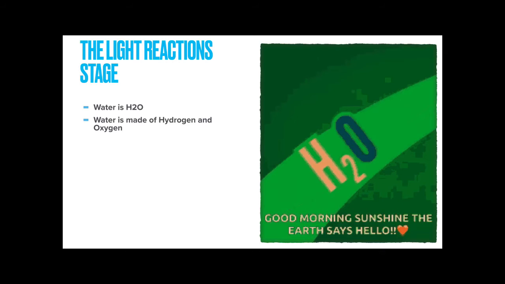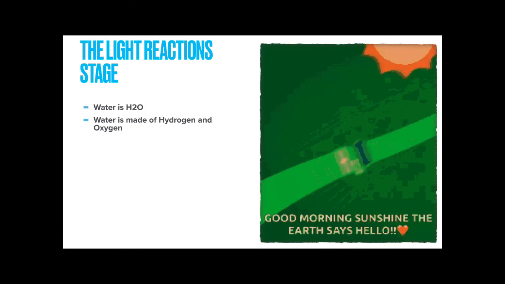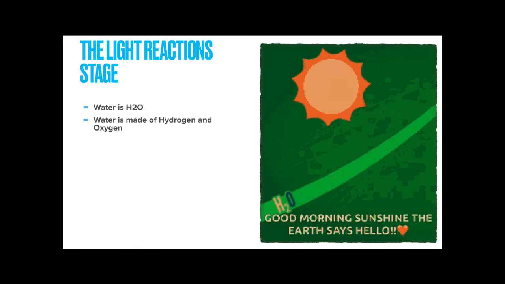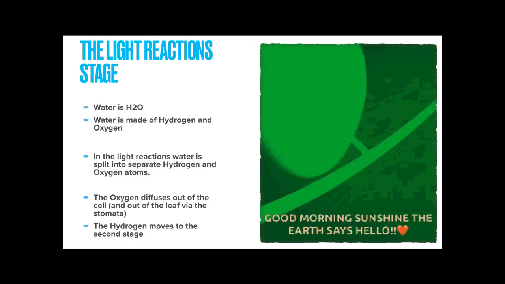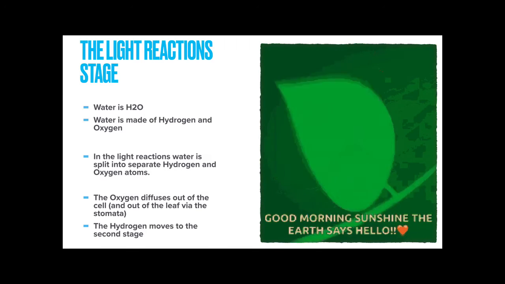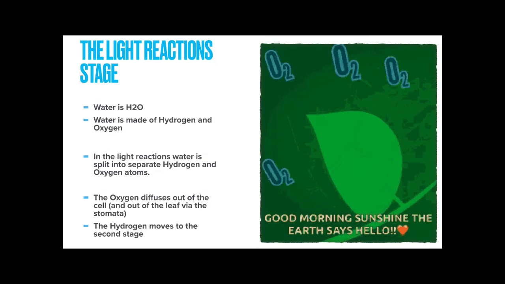Okay, water is also involved in the light reactions. Water is H2O, as you see there in the picture, because water is made up of hydrogen and oxygen. So if we press play on this, we can see the water travelling through the xylem up to the leaves. And when it reaches the leaves, the light energy is used to split the water. The water is getting split from H2O into oxygen, which is released, and hydrogen, which we require for photosynthesis. So, in the light reactions, water is split into hydrogen and oxygen. The oxygen diffuses out of the cell and then actually out of the leaf via the stomata pores. The hydrogen, importantly, moves to the second stage.